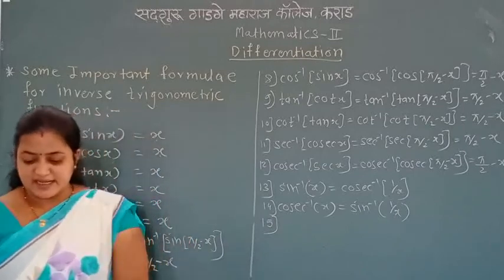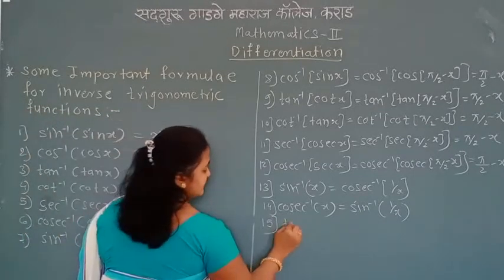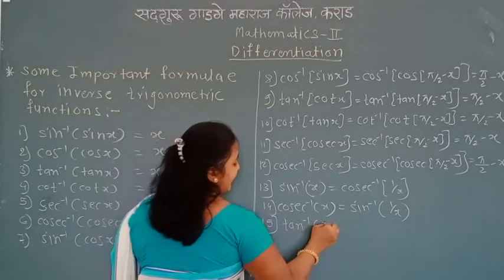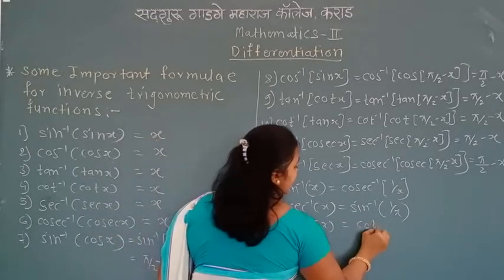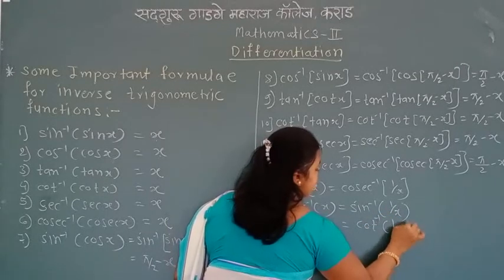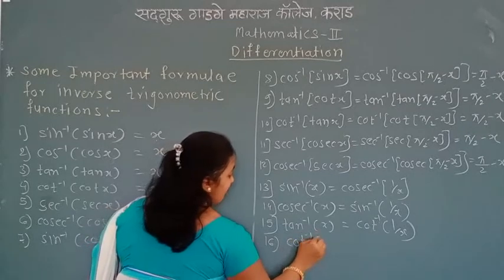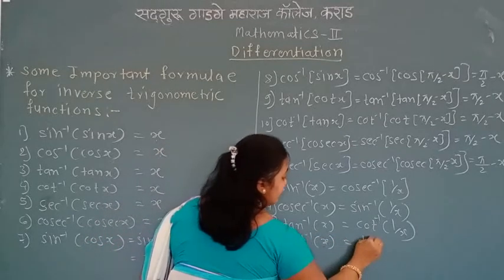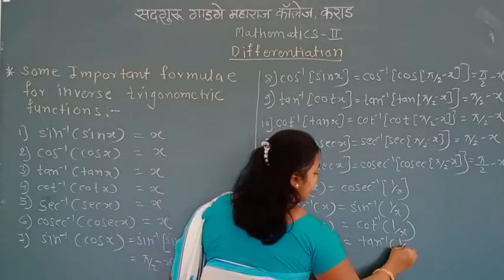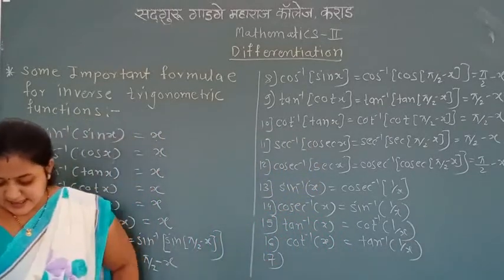Similarly, we can write sec inverse of x as cos inverse of 1 by x. We can write cot inverse of x, 16, as tan inverse of 1 by x. We can write tan inverse of x as cot inverse of 1 by x.